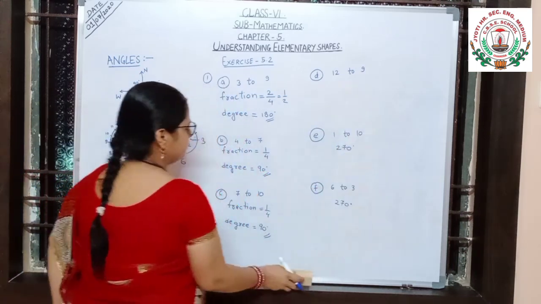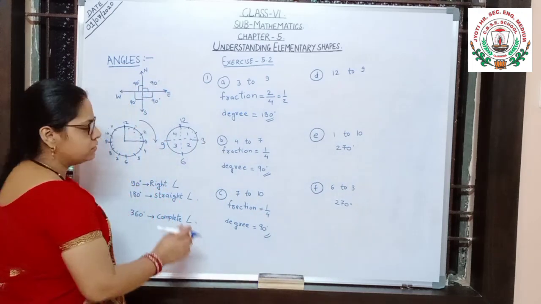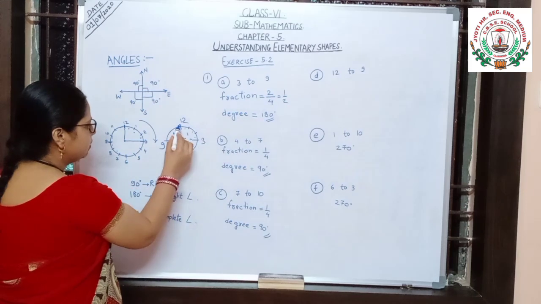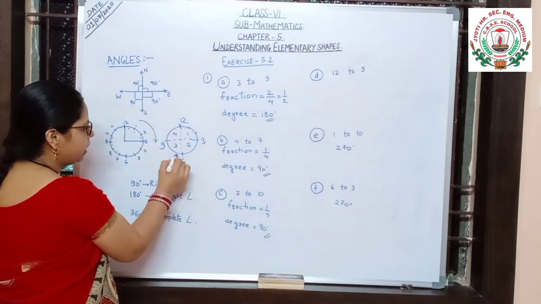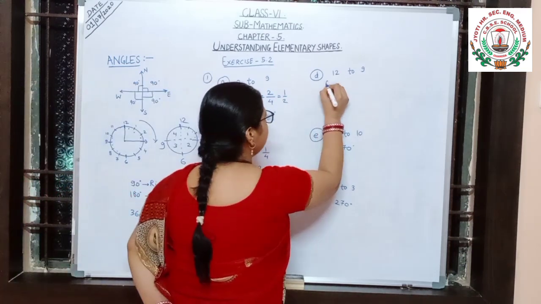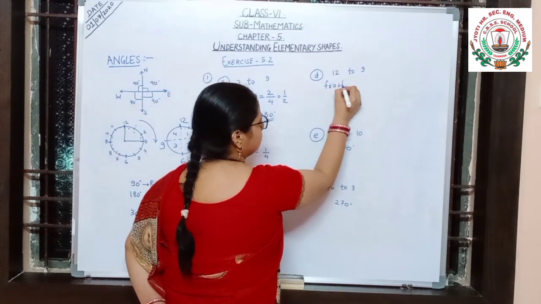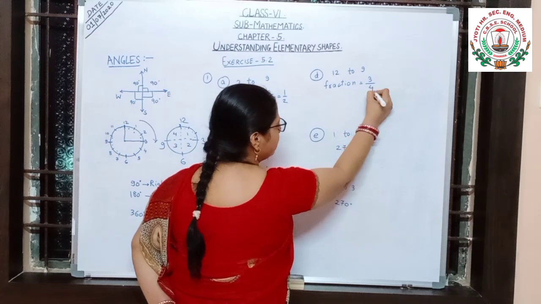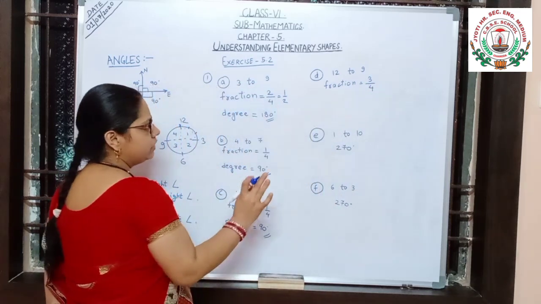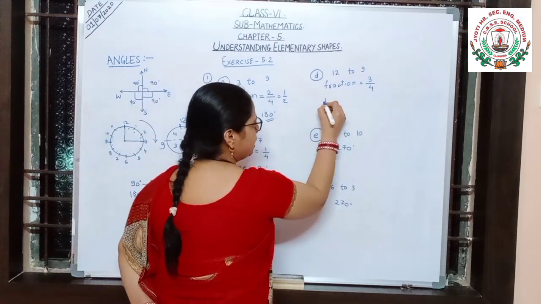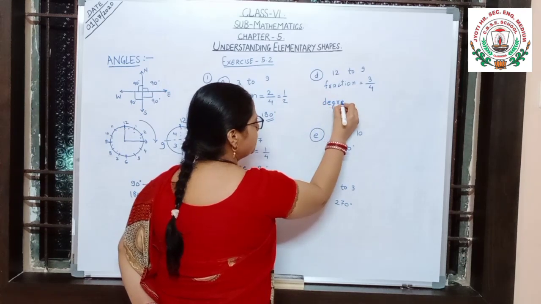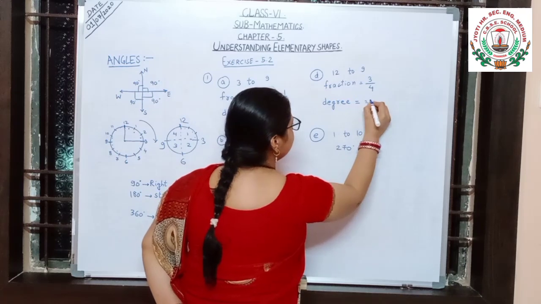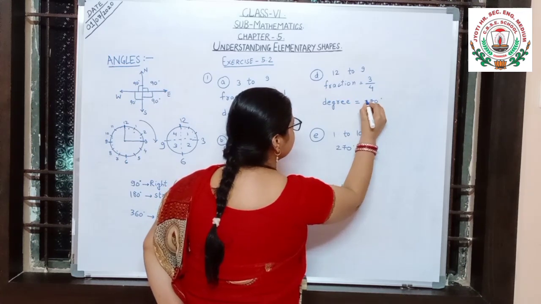12 to 9. For 3 blocks, you have to take a fraction. 12 to 9: 1 block, 2 blocks and 3 blocks. Total 3 blocks out of 4. Total 3 out of total 4. 3 by 4, cannot cancel, so it will remain like that only. And degrees how much? 3 times 90 degrees, that is 270 degrees.